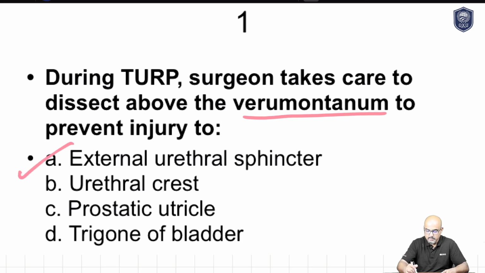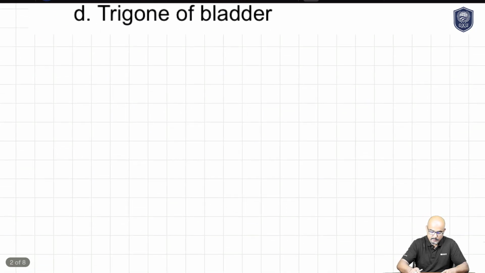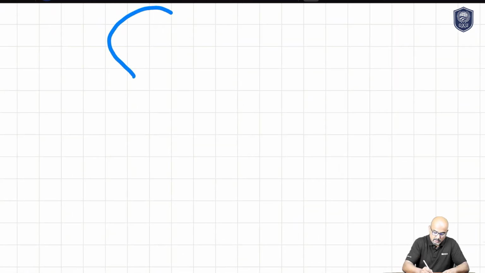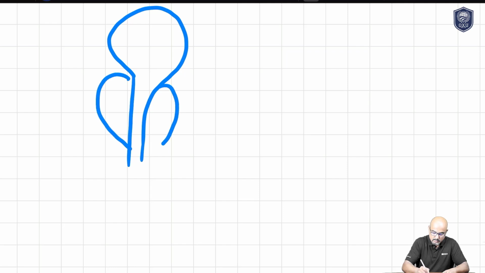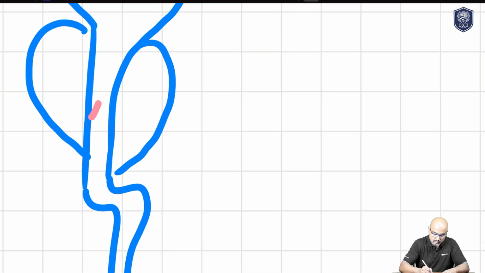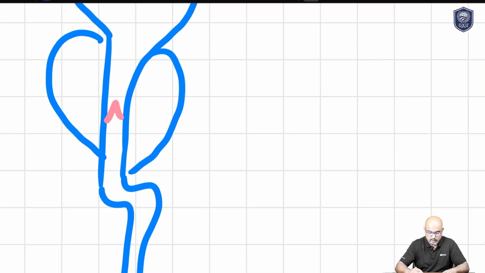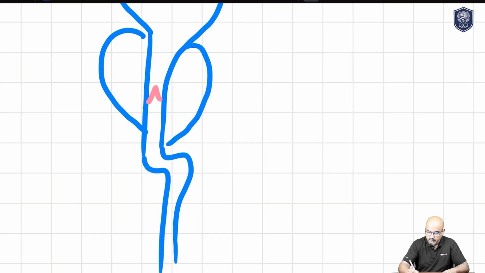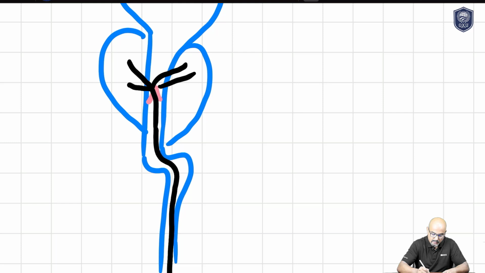And to understand this question, let's see the anatomy behind this. Suppose this is the bladder. This is our prostate. And this is the urethra. So when we do TURP, we have to take care of one structure known as verumontanum. This is the verumontanum. And when we do TURP, we introduce our scope through urethra. Okay. And we cut the prostate chips like this.